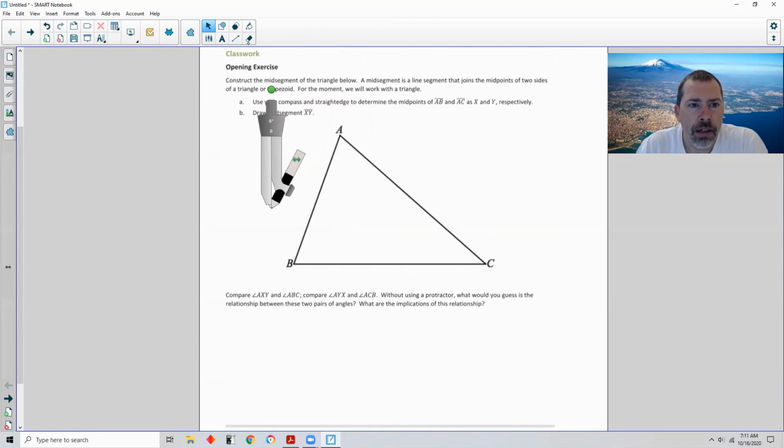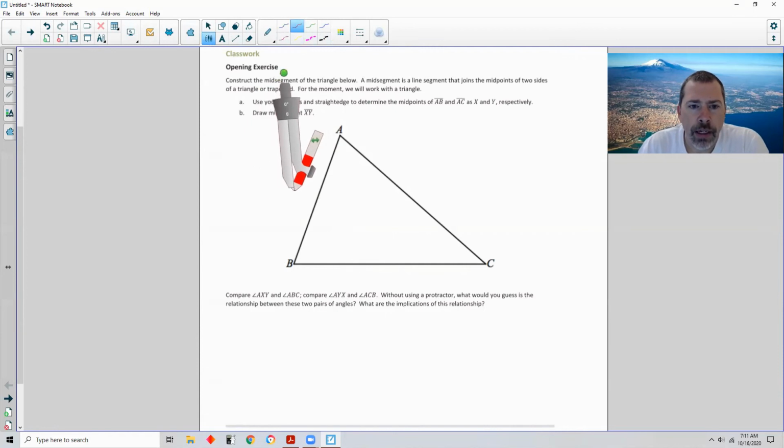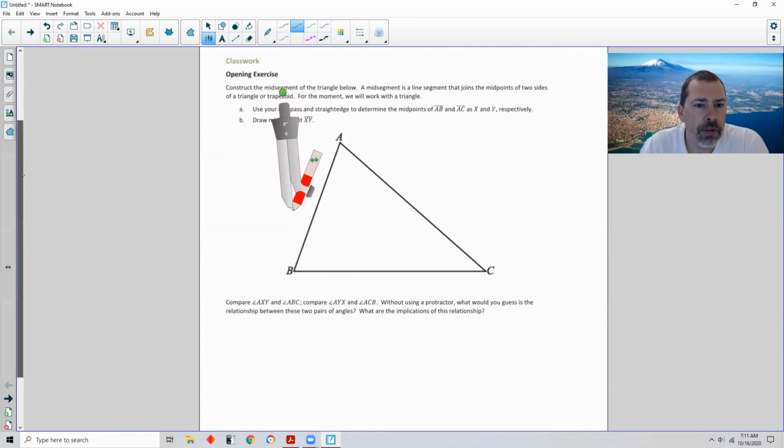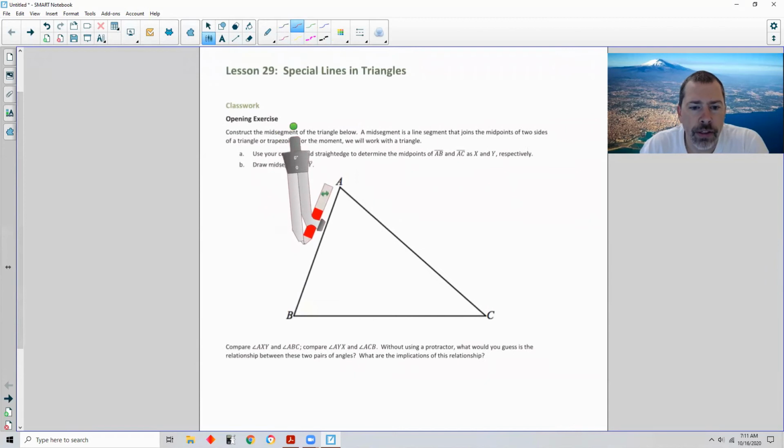So I get my compass out. Let's change the color to red. And let me scroll up here so my compass is still on the screen. I put my compass on one of the endpoints of the sides, and then I open it more than halfway. Okay. And then I draw an arc. I don't need an entire circle. I just need an arc like so.